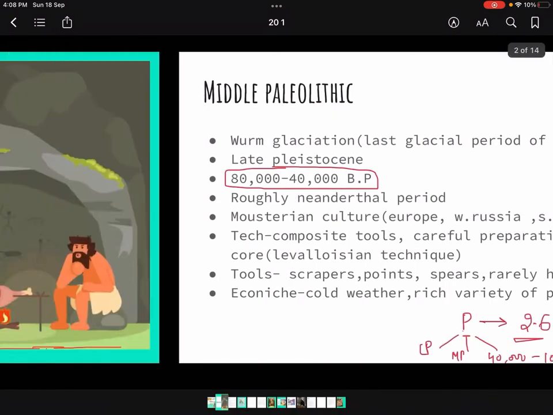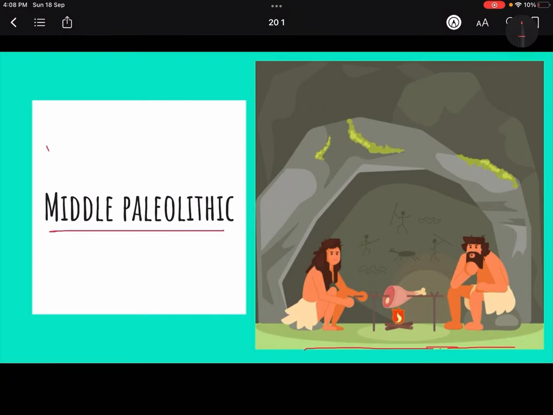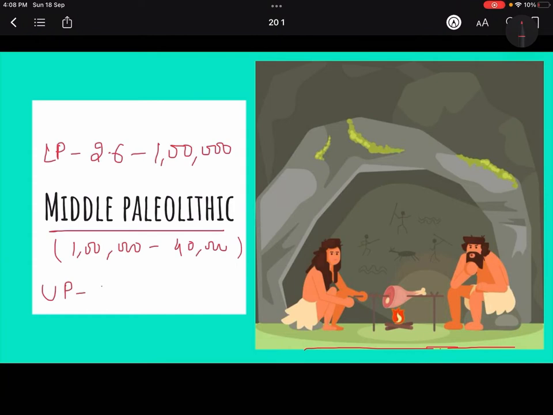If you do not understand it, I will just write it here for you guys. This is lower Paleolithic, which existed from 2.6 million years, that is 26 lakh years, to 1 lakh years approximately. Then middle Paleolithic, from 1 lakh years to 40,000 years, and then comes your upper Paleolithic, from 40,000 years to 10,000 years, right? So this is your timeline, and the whole span from 2.6 million years to 10,000 years is the timing of the Paleolithic period as such, right?